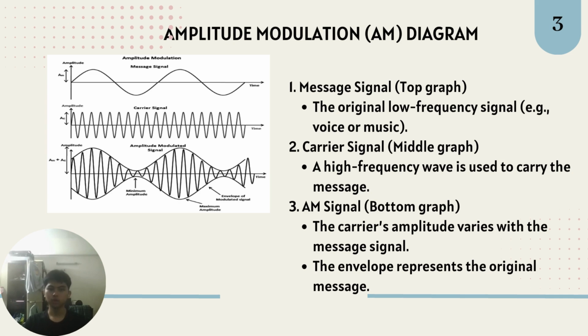Slide 3. Amplitude modulation diagram. The slide shows how AM works using three graphs. The top graph is the message signal, which is the original sound or data, and the middle graph is the carrier wave, a high frequency sine wave. The bottom graph is the signal where the carrier wave's amplitude changes based on the message. The shape of the AM wave follows the message signal. The changes in amplitude represent the sound or data being sent.